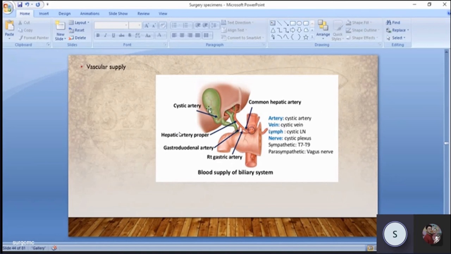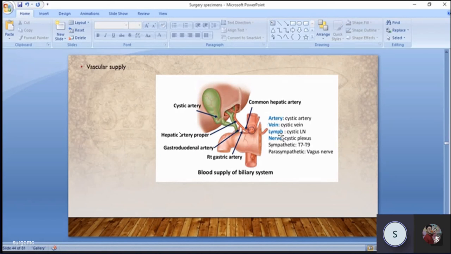So what are the veins? There is no term known as cystic vein. There is direct drainage from the gallbladder to the liver, from the gallbladder liver bed. Where the gallbladder is attached to the liver, it will drain directly into the liver. There is no separate cystic vein in the gallbladder.